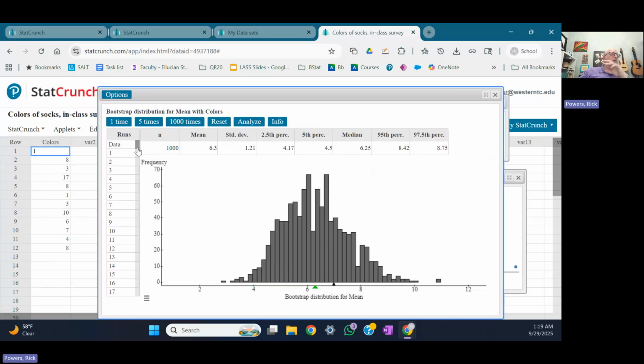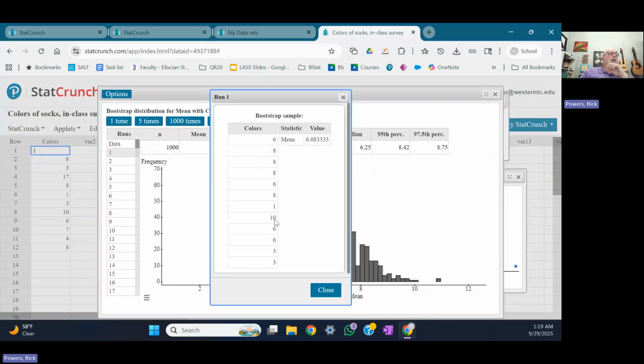What they want you to do is go over here to the left-hand side, scroll all the way up, and pick number 1, and it will give you the information about that specific mean. That was the randomly generated first sample. And so this number, 6.83 repeating, would be the answer in your homework for sample number 1, the mean of that very first sample.